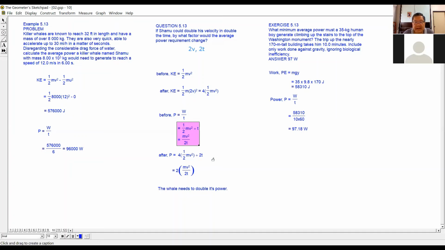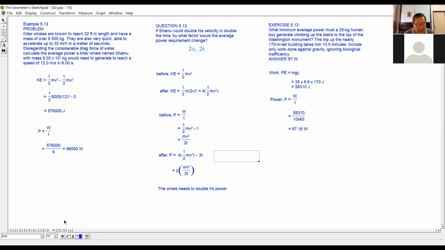In the second case, we still use the energy divided by time. Oh, this is very big. Make it smaller. Too small.